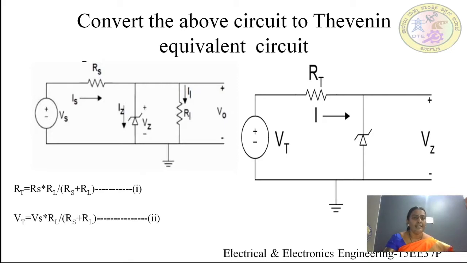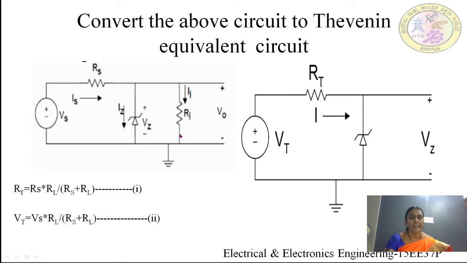Then Rs and RL are in parallel. Then R Thevenin is equal to Rs into RL divided by Rs plus RL. This is the Thevenin's resistance. Similarly, Thevenin's voltage is equal to the voltage across RL.